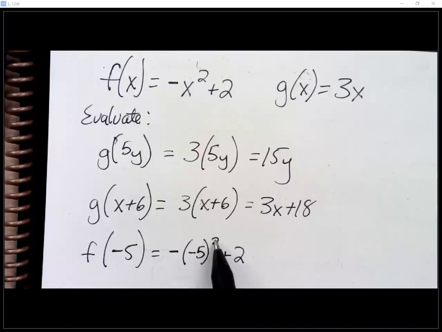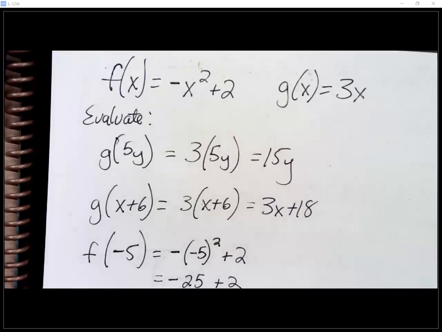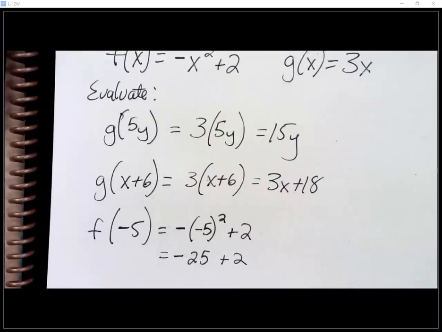So before you can do this minus a negative business, you have to do the exponent first. So -5 squared, you're now looking at this. That negative is still there, but -5 squared is now a positive 25 plus 2. Oh, and that's where -25 plus 2 comes from. So yes, that final answer ends up being a -23.